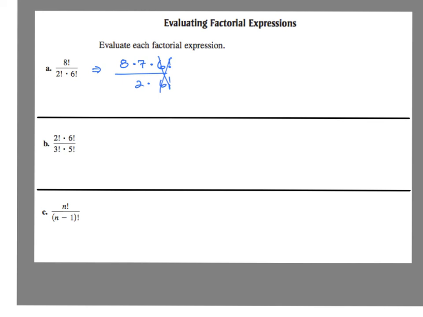And then 2 factorial is what? 2. So now we can do this in our head, and if I felt like it, I could even do 8 divided by 2 first. What's 8 divided by 2? 4. 4 times 7? 28. There we go. We're done.